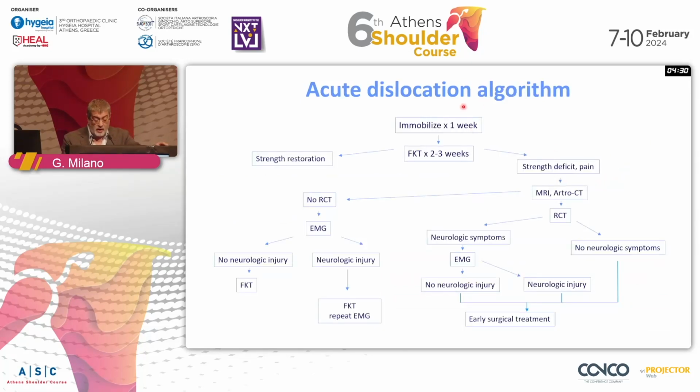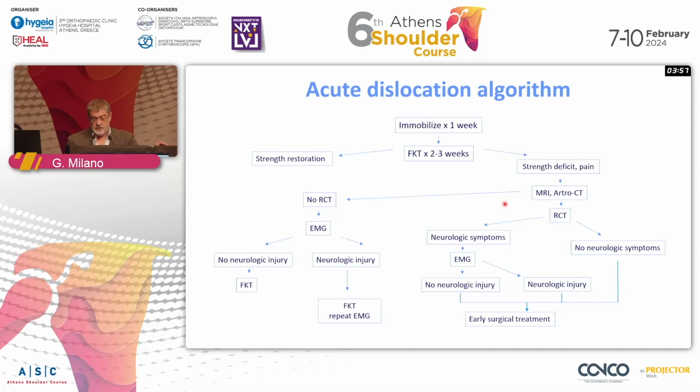So what to do in this case? This is our algorithm. We use immobilization for a short time, and then start with physical therapy to restore range of motion and strength. If you have a good recovery, that's fine. But if you still have a strength deficit, check with an MRI or arthro-CT, depending on your preference, for a rotator cuff tear.